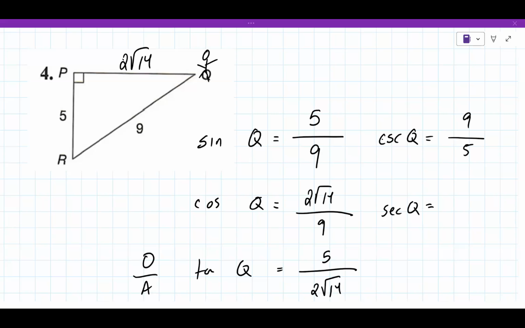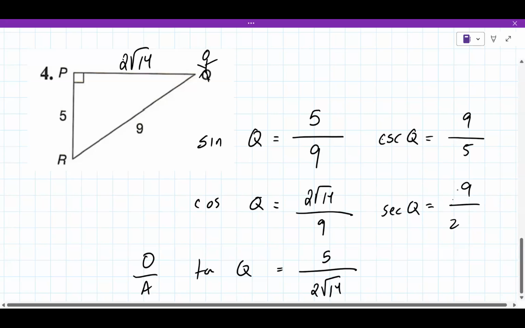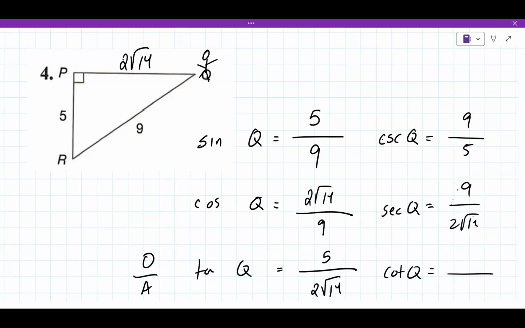9/2 square root of 14. Okay, very good. And how about cotangent of Q? 2 square root of 14 over 5. Yes.